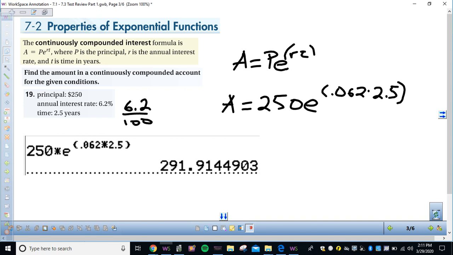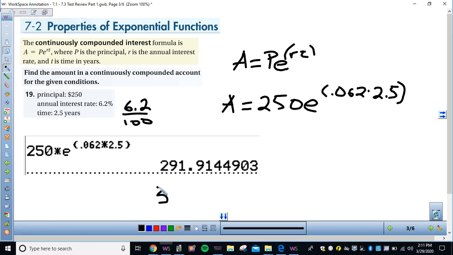Okay, so let's make sure we answer the question: find the amount in a continuously compounded account for the given conditions. So we started at $250, and then after the 2.5 years, we will have a total of $291.91.